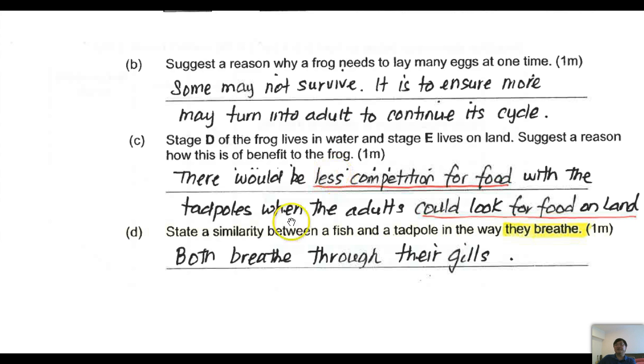Okay, now last, state the similarity between fish and the tadpole, where they breathe. Okay, where they breathe, right? Not similarity like they both stay in water and so on. Read this part, right? Some of you missed out this part. So both breathe through their gills.